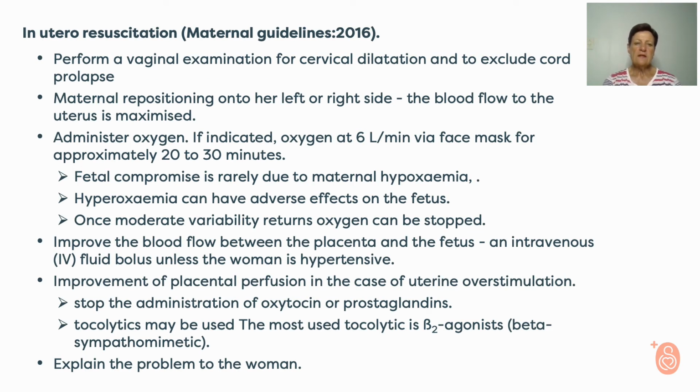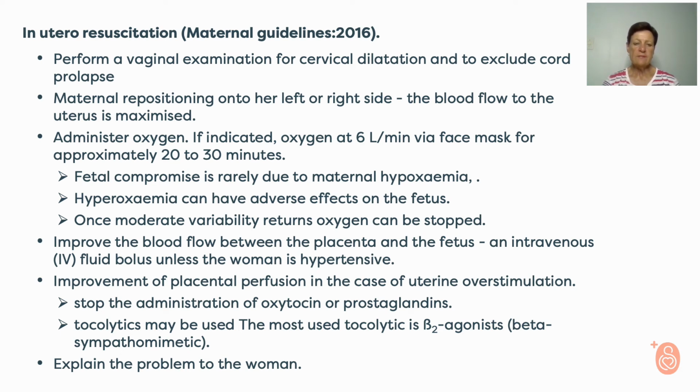Now, if we look at the in utero resuscitation, these are the resuscitative measures according to the maternity guidelines that have been developed by the Department of Health in South Africa, and these are the 2016 guidelines. First of all, one must perform a vaginal examination to make 100% sure how far the cervix is dilated, because as we've said previously, that will determine what kind of ways the labor is going to be expedited. And also to exclude cord prolapse and then manage the cord prolapse accordingly.